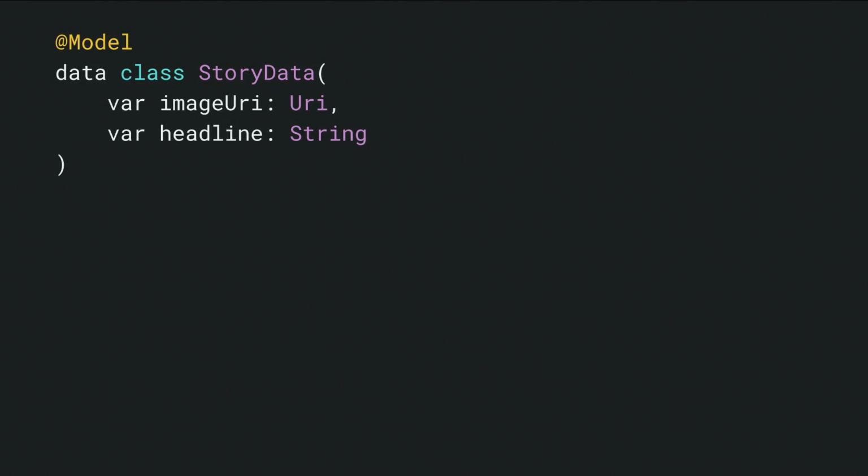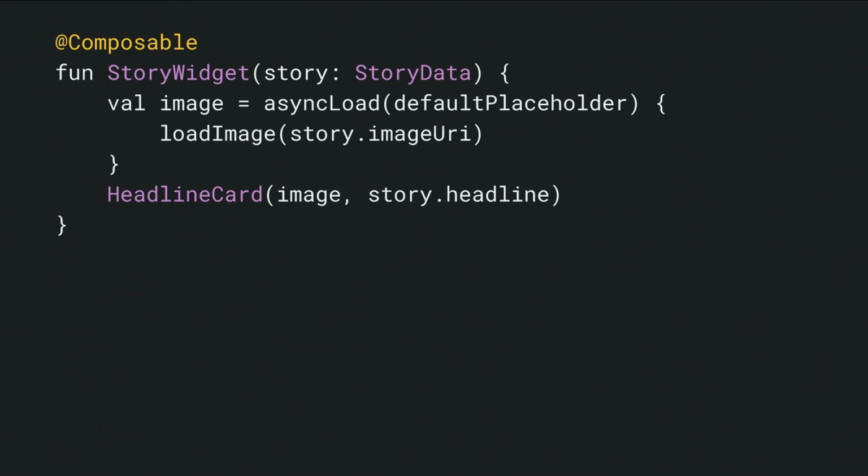And you can. So Compose's compiler plugin lets you mark a data class as a model, which will make the properties observable when it's used in a compose function. Now, if our story changes, the story widget that read its fields will know to recompose. The compose runtime observes the changes and will cause the story widget function to rerun and update our UI with the new data.